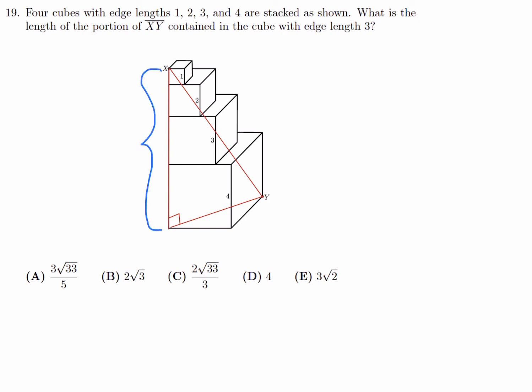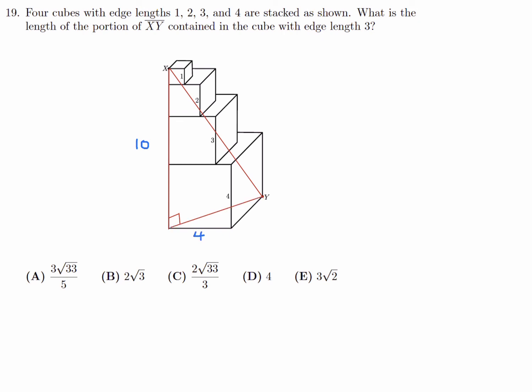Well, this part is the easiest. It's just 1 plus 2 plus 3 plus 4, so that's 10. So that's equal to 10 right there. And then xy obviously is going to be the hypotenuse, and now I have to just figure out that.